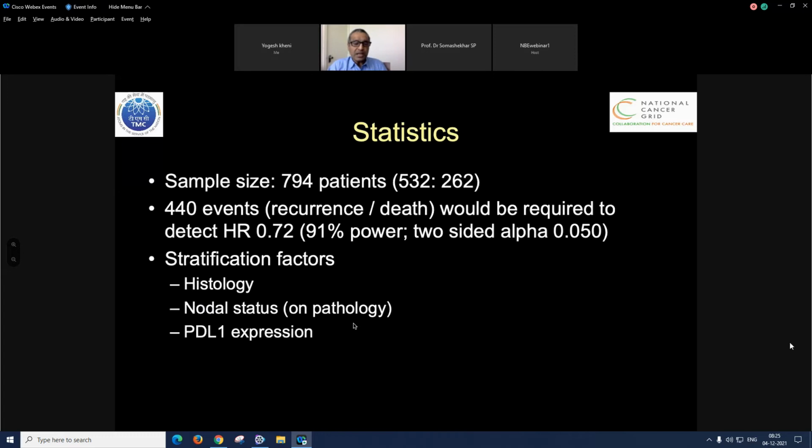The sample size was 794 patients, 532 in the adjuvant immunotherapy arm and 262 in the no adjuvant arm. At the end of 440 events, which were either recurrence or death, the study would have adequate power to make out a survival difference. And the stratification factors were, in addition to histology and nodal status, also the PD-L1 expression, which, as all of us know, is an important prognostic factor for immunotherapy.